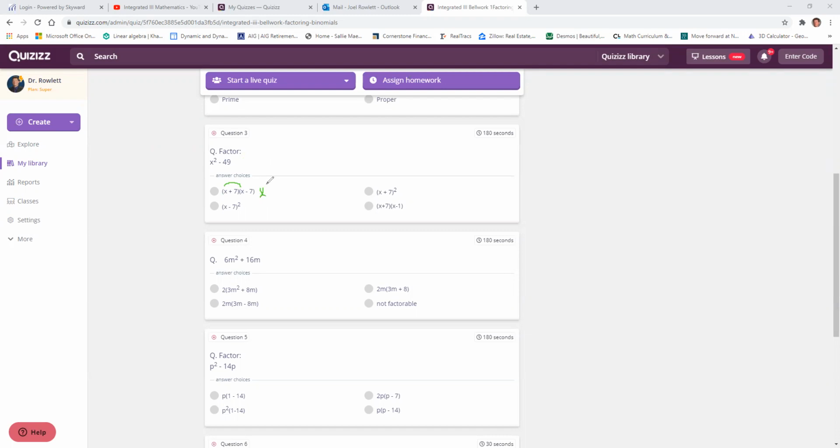And next, I have to do the outside terms. That would be negative 7 times x, which is negative 7x. Then we have to do the inside. Well, positive 7 times x is positive 7x. And finally, we do the L in FOIL, which means last terms. That's going to be a positive 7 times a negative 7, which ends up being negative 49.